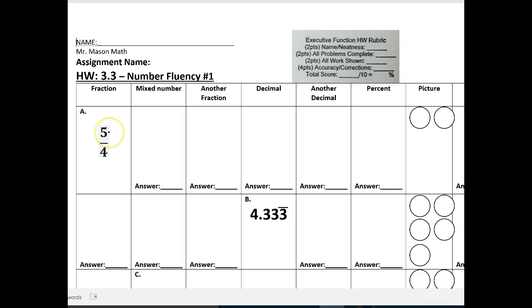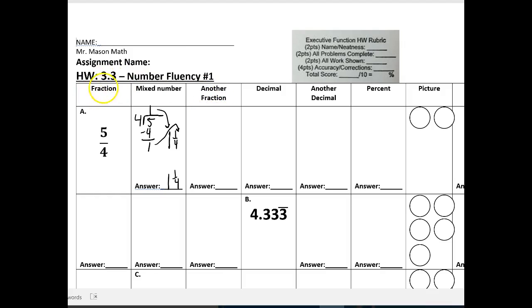So for instance, 5 over 4, how can I write that as a mixed number? Well, I can say bottom into top. I don't need decimal 0, that's only with decimals. So 4 into 5, it goes in there one time with 1 left over. And so what does that give me? That gives me 1 and 1/4. And then I put my answer on my answer line, 1 and 1/4. Right? Now, give me another fraction.